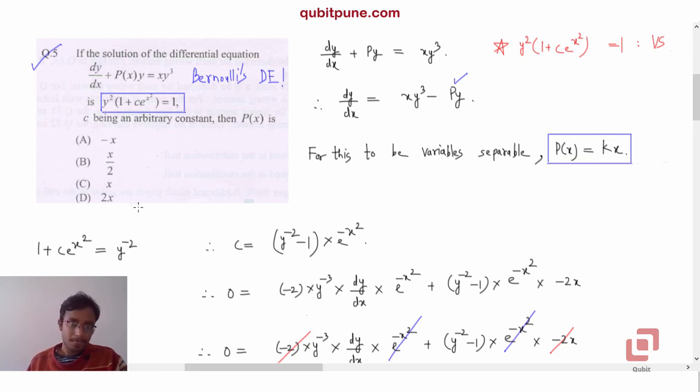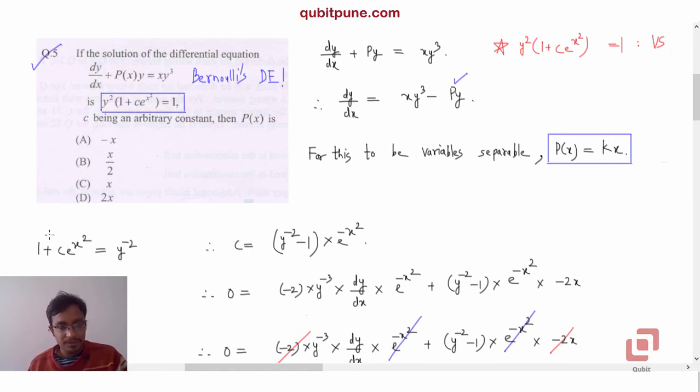And our options also support this: -1, 1/2, 1 and 2. Okay, so you can solve it by Bernoulli's differential equation method, that is basically by dividing by y³ and then substituting y⁻² as v. But this is a 1 mark question, so why waste so much time on that? So what I've done is I've started with the solution. y⁻² will become 1 + c e^(x²), and then basically I have tried to extract c.